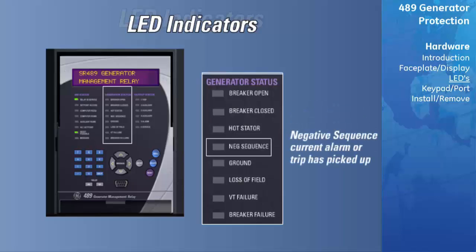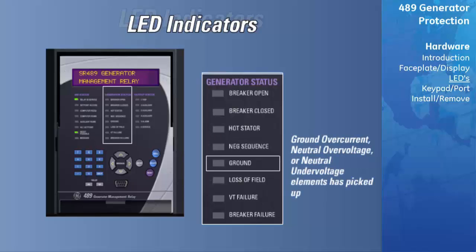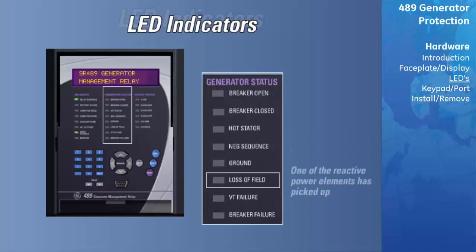The hot stator LED indicates that one of the stator RTD alarms, trips, or thermal capacity elements has picked up. The negative sequence LED indicates that the negative sequence current alarm or trip has picked up. The ground LED indicates that at least one of the ground overcurrent, neutral overvoltage, or neutral undervoltage elements has picked up. The loss of field LED indicates that one of the reactive power elements has picked up.